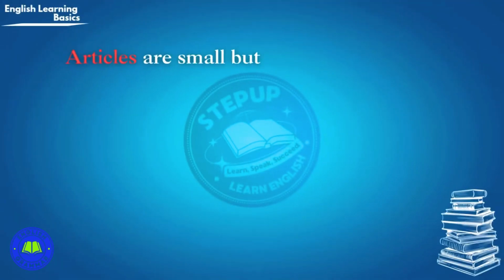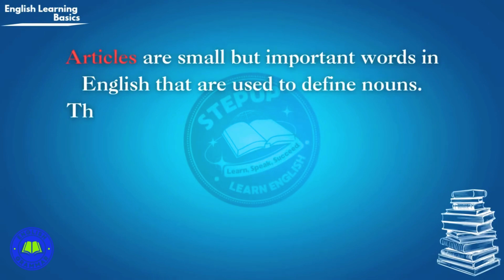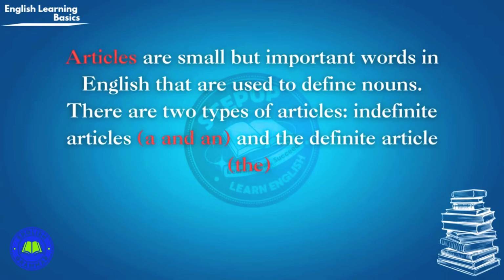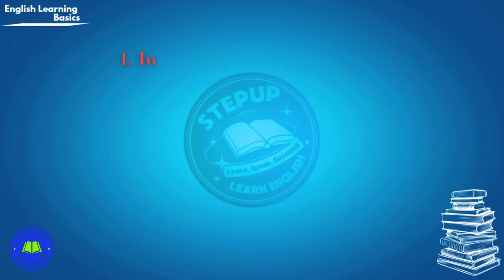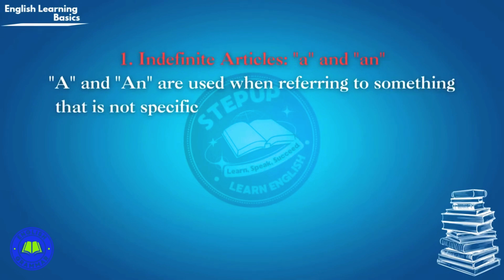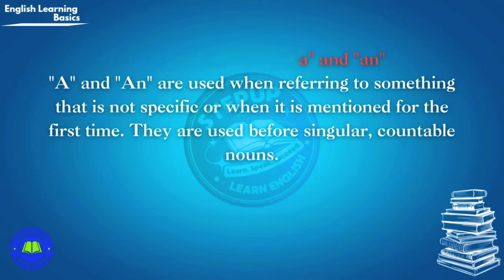Articles are small but important words in English that are used to define nouns. There are two types of articles: indefinite articles, a and an, and the definite article, the. 1. Indefinite articles, a and an. A and an are used when referring to something that is not specific or when it is mentioned for the first time. They are used before singular, countable nouns.